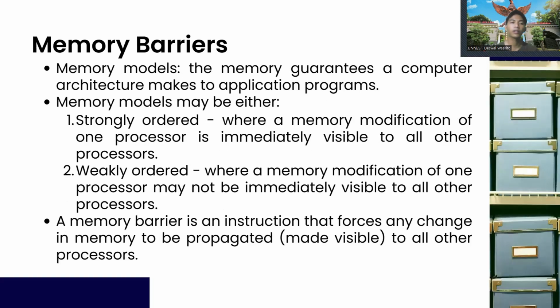Memory barriers. Memory model is the memory guarantees a computer architecture makes to application programs. Memory models may be either strongly ordered, where a memory modification of one processor is immediately visible to all other processors, or weakly ordered, where a memory modification of one processor may not be immediately visible to all other processors. A memory barrier is an instruction that forces any change in memory to be propagated, made visible, to all other processors.